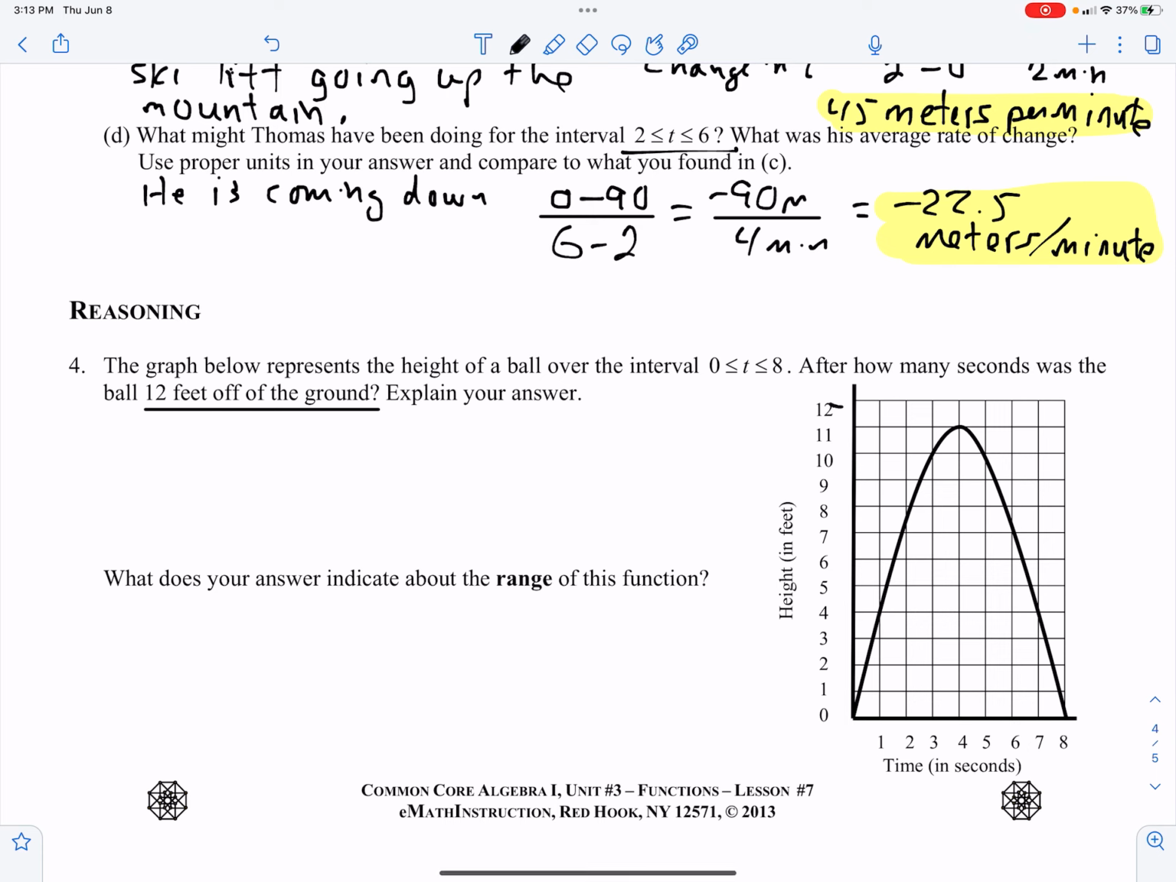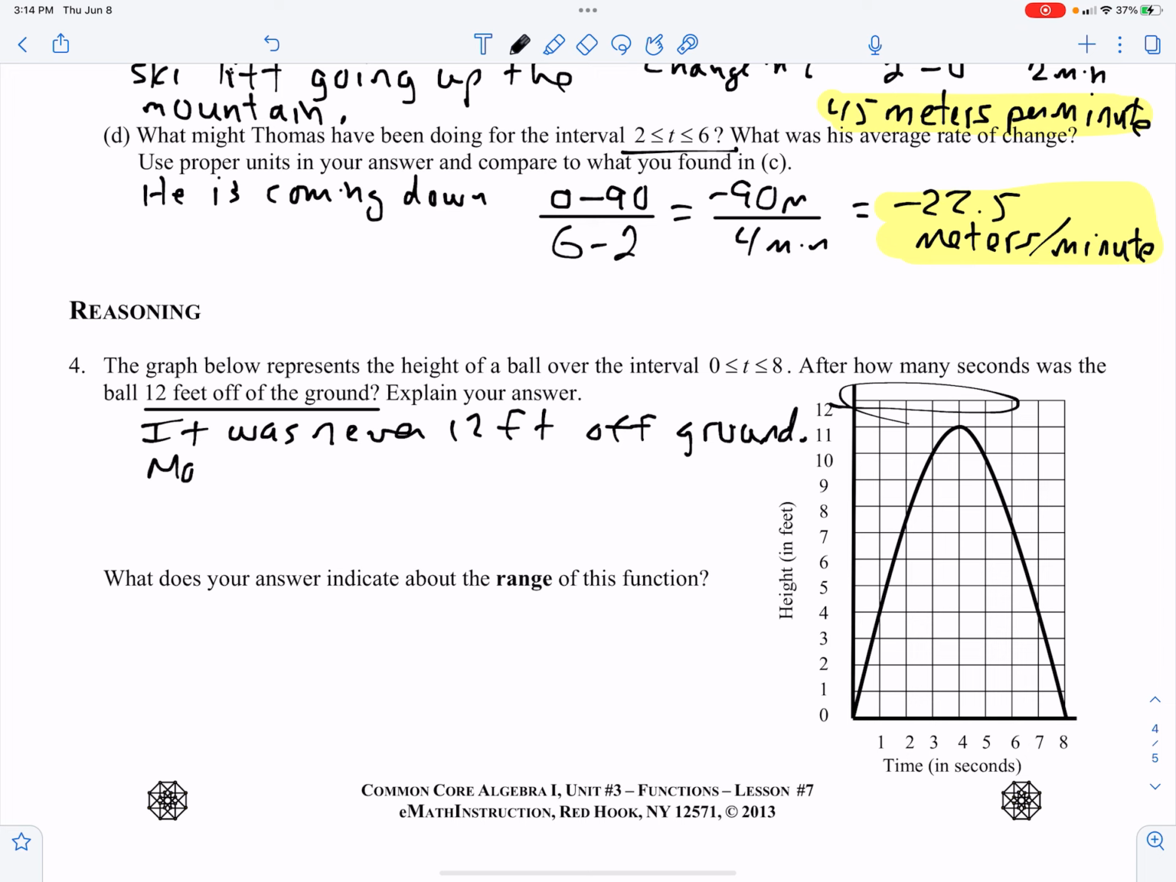Well, 12 is up here. It was never 12 feet off the ground. Okay, and the reason I know that is because the maximum height, according to this graph, is 11 feet right here.